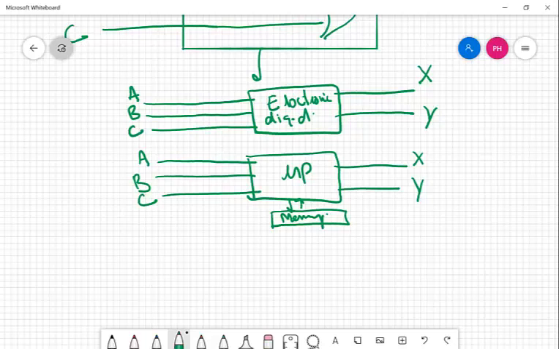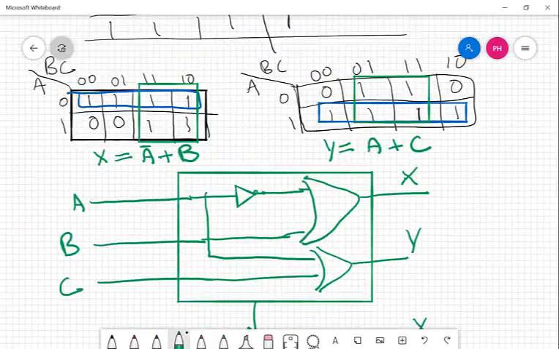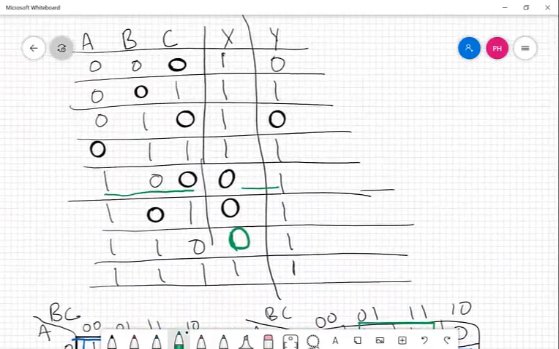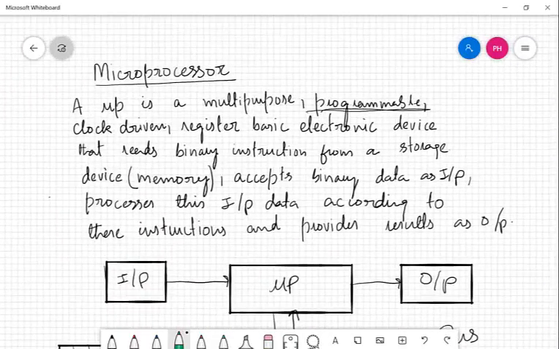So a microprocessor, in comparison to basic electronic devices, is a programmable device. We can change the instructions, and depending upon those instructions, it processes the input data. So I think the basic definition of a microprocessor is now more clear. It's a multipurpose device. It can do many things like addition, subtraction, logic operations like and, or. It's programmable. It's clock driven.